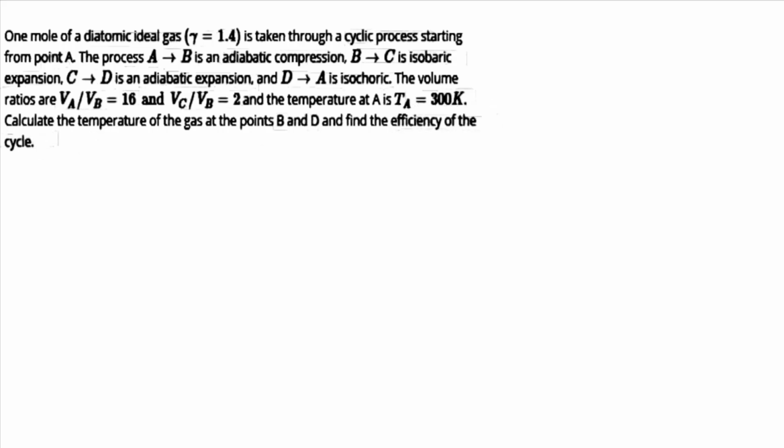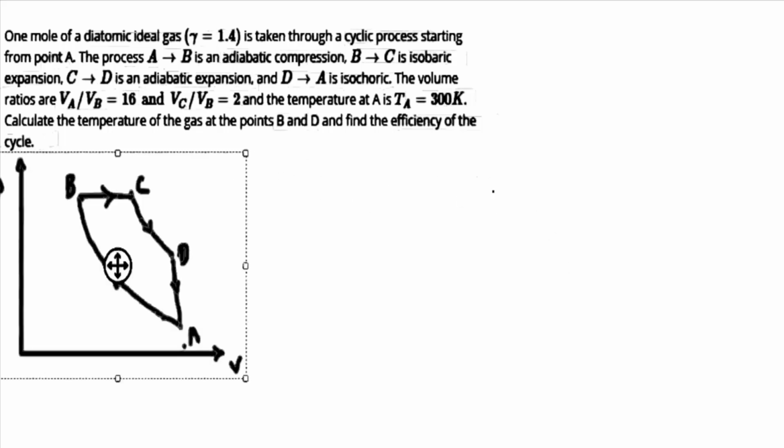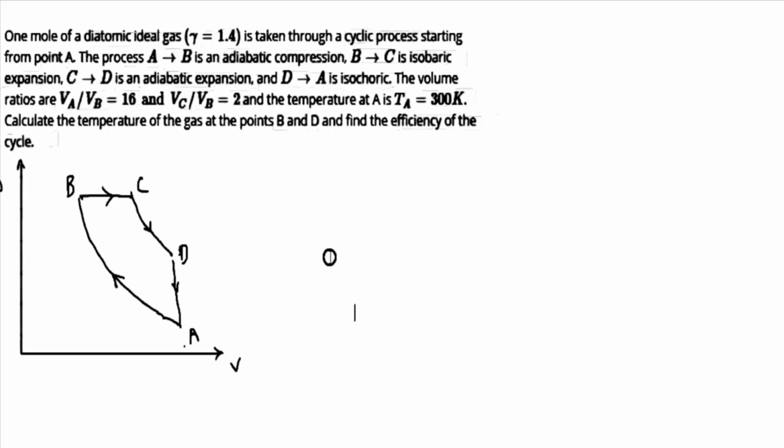So first let's try to calculate the temperature at B and D. The given scenario looks something like this, and as we can have a look over here, A to B is adiabatic compression, B to C is isobaric, so pressure has to be constant. C to D is again adiabatic expansion, and D to A is isochoric, which means it is an isochoric process. Now we have to calculate the temperature at point B and the temperature at point D.